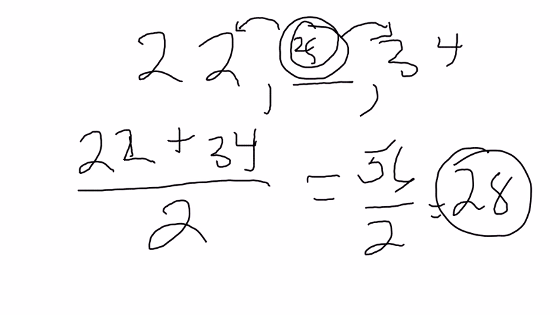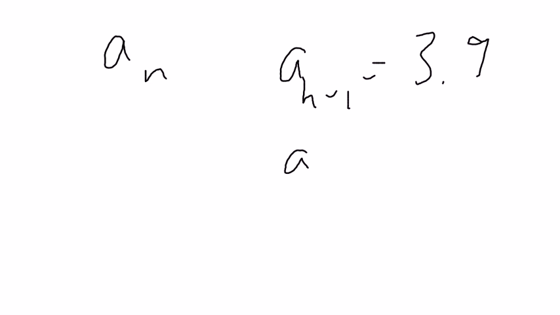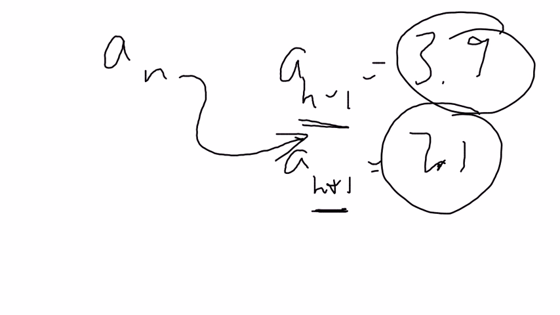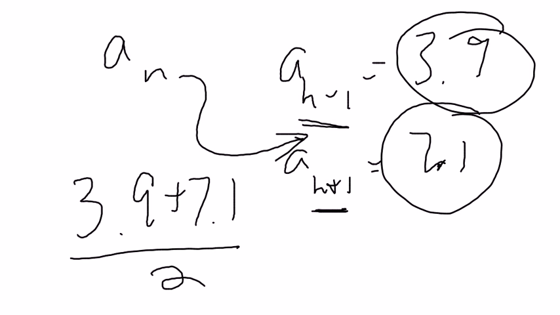All right. And one more, I think. Number 12, find the arithmetic mean a_n if a_(n minus 1) equals 3.9, and a_(n plus 1) equals 7.1. Okay, so still, again, you have the first term and the third term, and a_n is going to go right in the middle. So what's the middle term? It's arithmetic. So again, 3.9 plus 7.1. We divide by 2 because that'll give us our arithmetic mean.